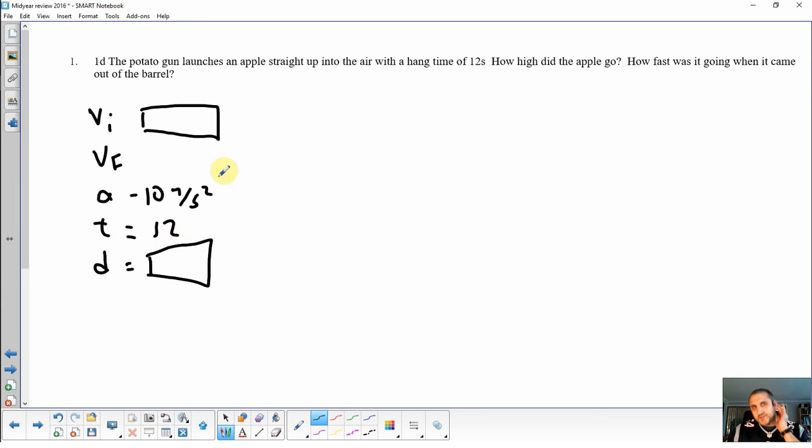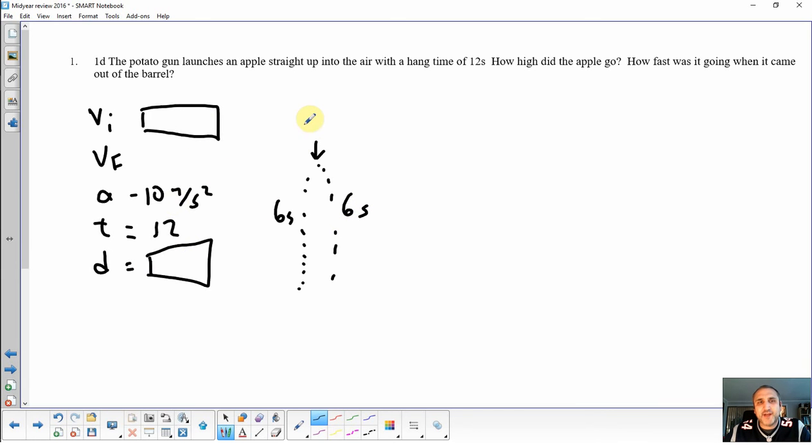So this is actually something that I need you to think kind of logically about. We're dealing with a potato or an apple that shoots up and comes back down. And the big deal here is what's happening at the peak of its trip. You can kind of think about this because you've got to realize that the first half of the trip takes 6 seconds, and the second half of the trip takes 6 seconds.